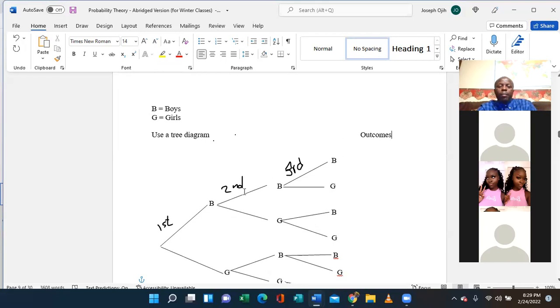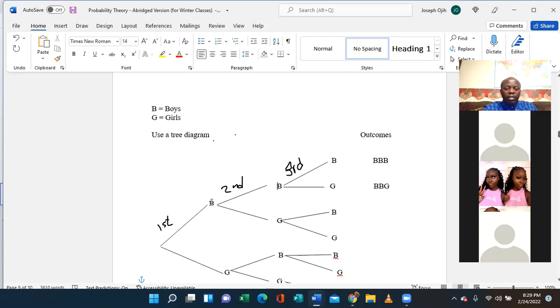So it can be that the first child is a boy, second child is a boy, third child is a boy. So the first outcome is boy, boy, and boy. Or the first child is a boy, second child is a boy, and third child is a girl. So we have boy, boy, and girl. I'm going to arrange it so it will appear properly.